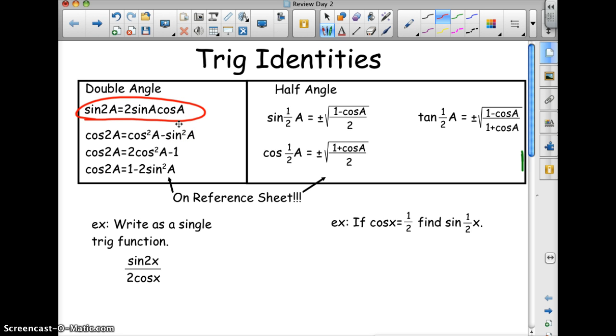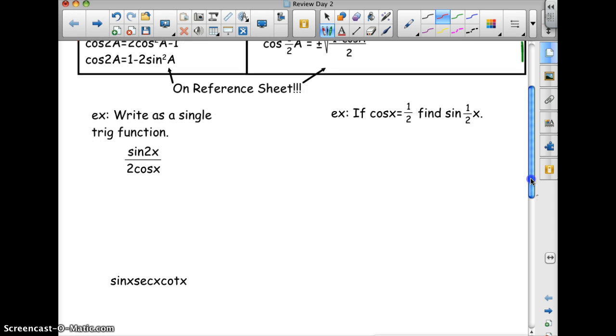All right, half angle. Again, these are provided for you for sine, cosine, and tangent of a half angle, and they're on your formula sheet. The key to being able to evaluate those is knowing what the cosine of the whole angle is, cosine A. Okay? All right, so down here, let's see what we've got.